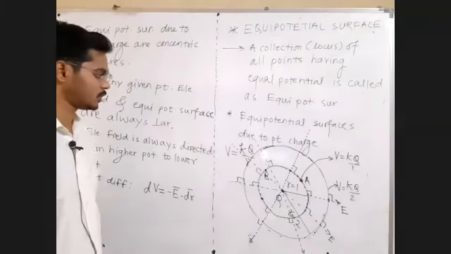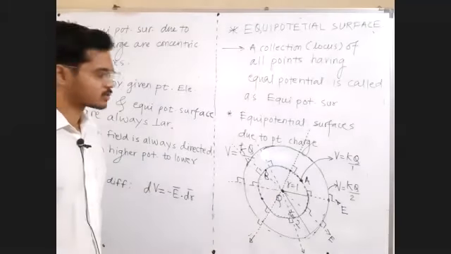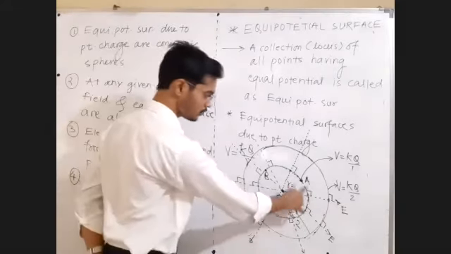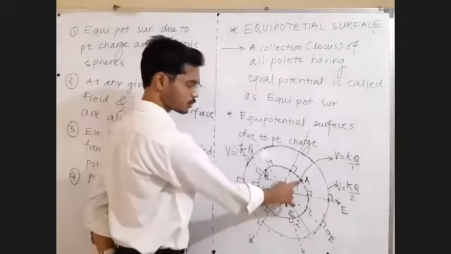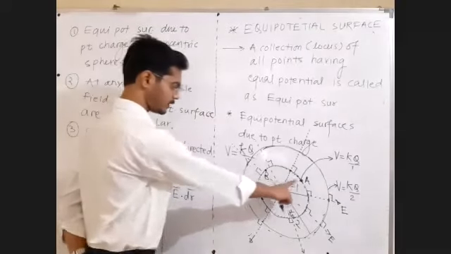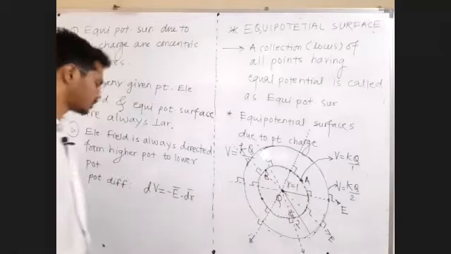Potential difference between the points A and B. Sir, they are on the same surface. This is an equipotential surface. So potential of point A is equal to potential of point B, so the difference between the potentials will be equal to 0.